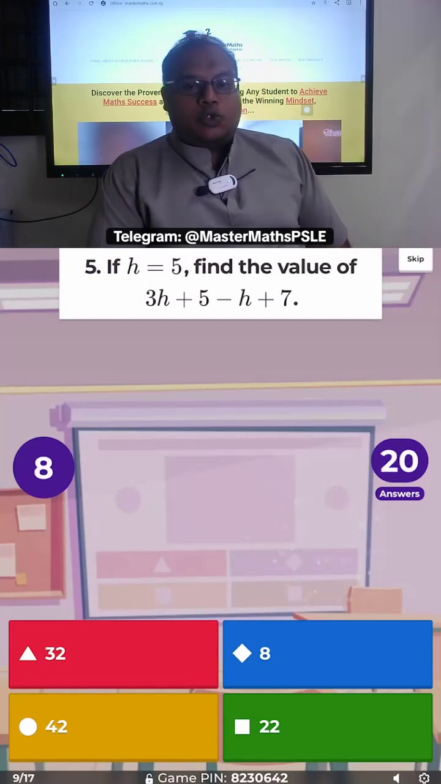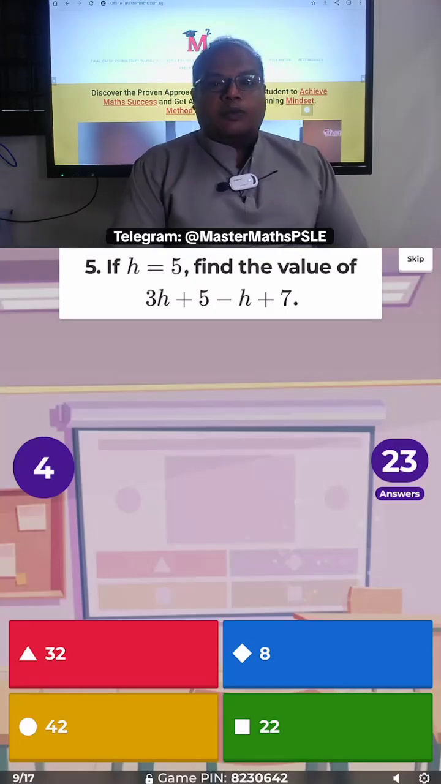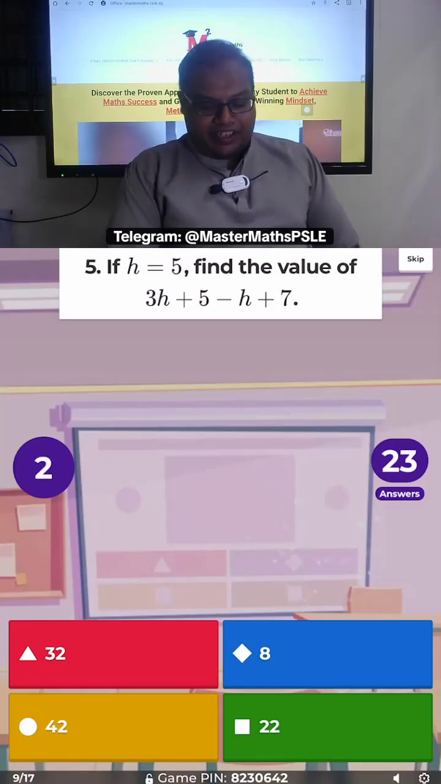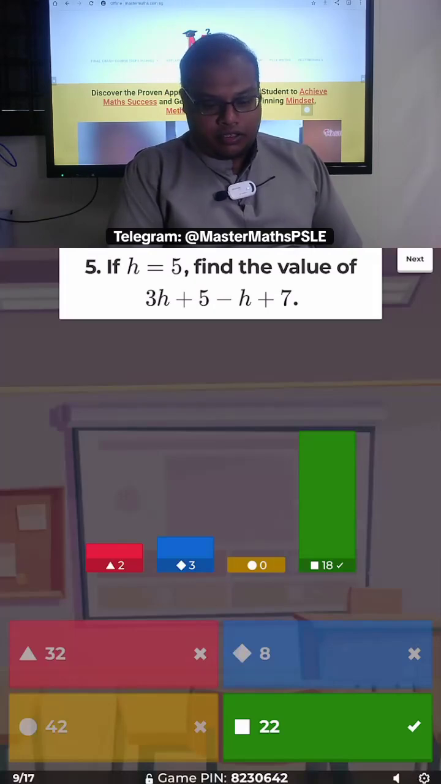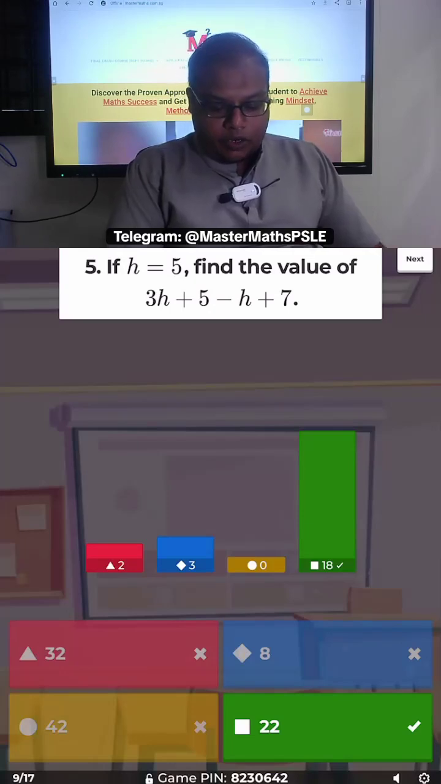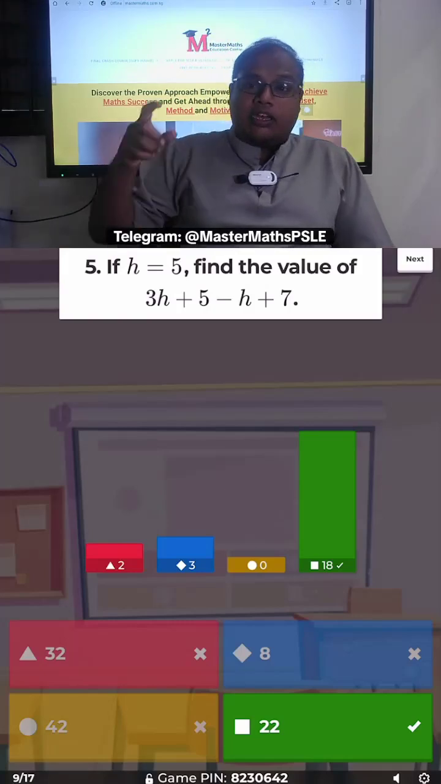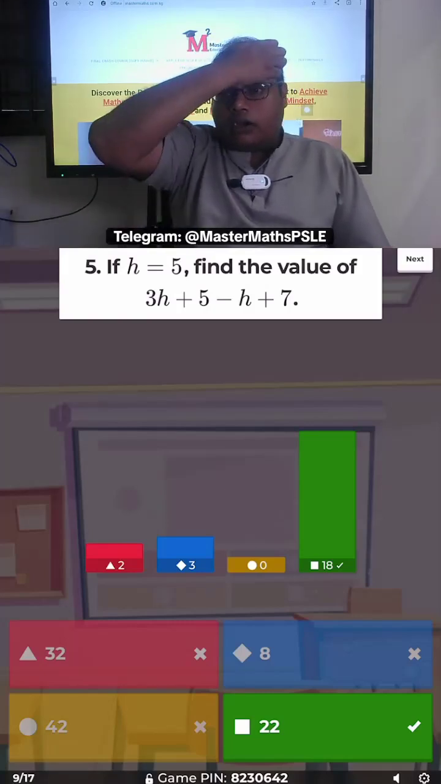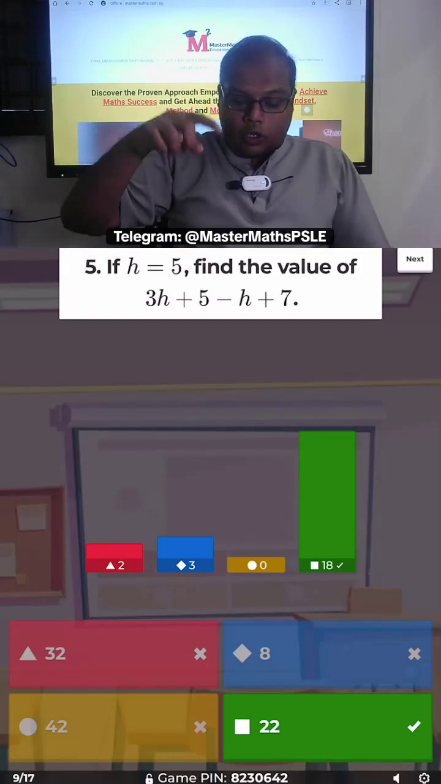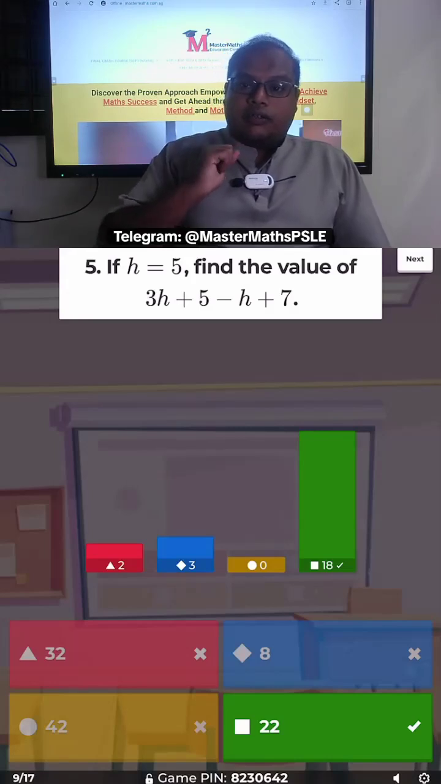Okay, you can choose to simplify, you can choose not to simplify, up to you. Very good. A lot of you got the correct answer. Why is there only 23 people who submitted? What about the rest? Did you all lose connection or anything like that? Those who lost connection, the game pin is at the bottom of the screen if you need to rejoin.